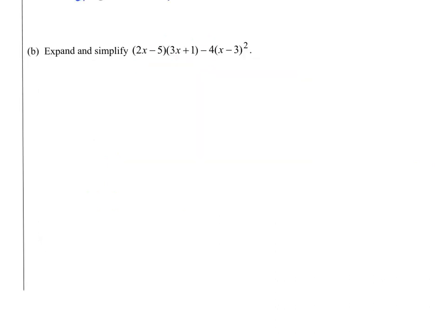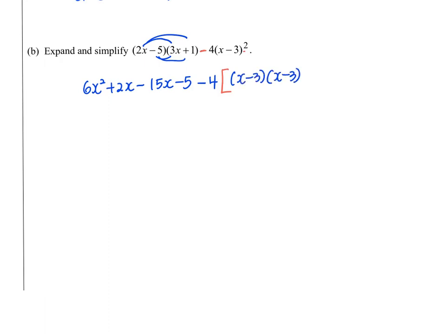Next question, expand and simplify the following. Now, this question can be a little bit tricky because of the negative sign here, and there's a square somewhere down here. So we shall do this step by step. Firstly, let us expand and simplify this one over here first. So I will have 6x squared plus 2x minus 15x minus 5. Okay, and then minus 4. I'm going to keep this. This one, I'm going to change it to x minus 3 whole thing square means it's x minus 3 times x minus 3. Right? Then I will expand the one inside the bracket first.